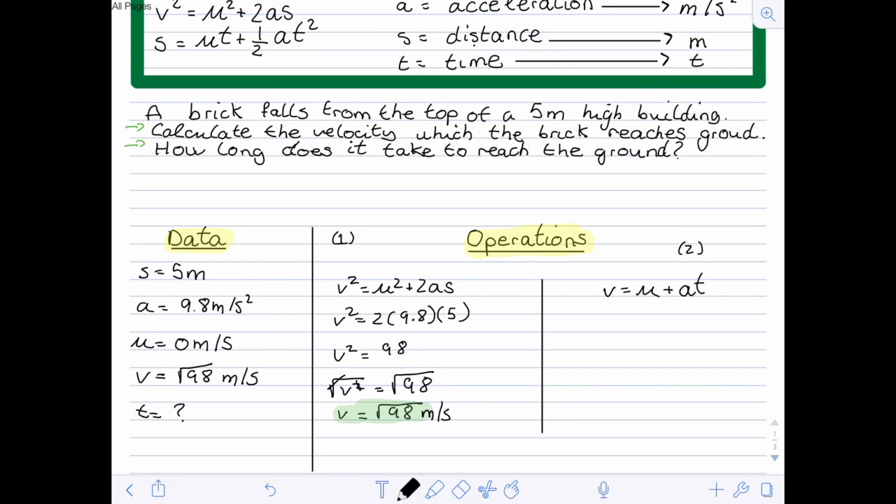So v, we know, is root square of 98. u is equal to 0. a is going to be 9.8. And t is going to be our variable, so we can call it x, t, whatever you want. Then we get that t is equal to root square of 98 divided by 9.8, so t is equal to 1.01 seconds. So now we have this question done.